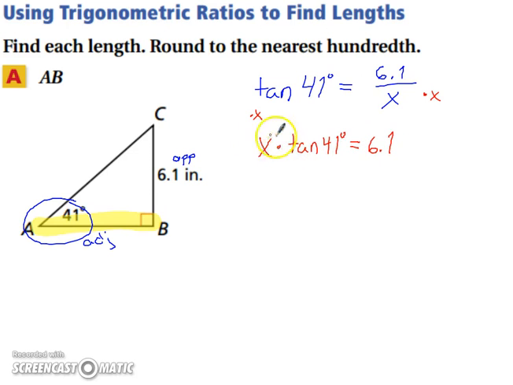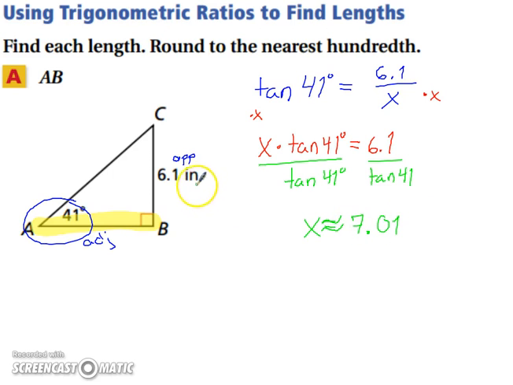And now we can feasibly get x by itself. So we can now divide both sides by the tangent of 41, and that means we are left with x equals 6.1 divided by the tangent of 41. You could enter that in your calculator just as you learned in part 1. In this case, it shouldn't say equals, it's about, since we're dealing with decimals here. We have 7.01, and in this case we're using inches, so about 7.01 inches.